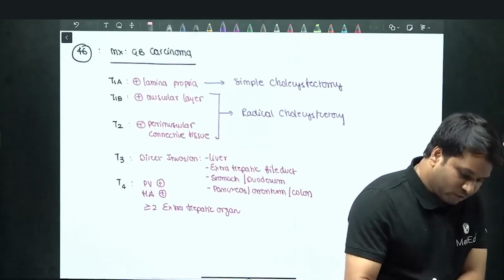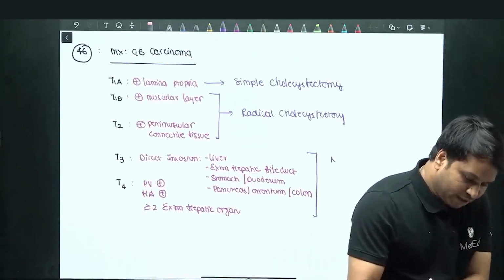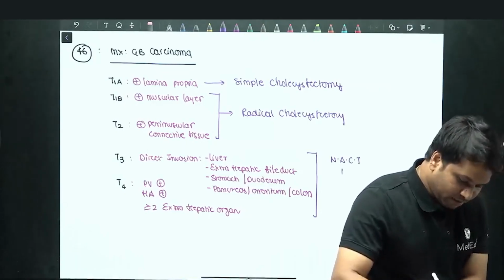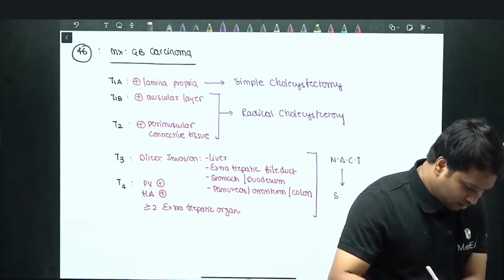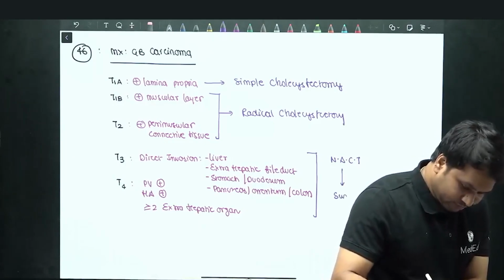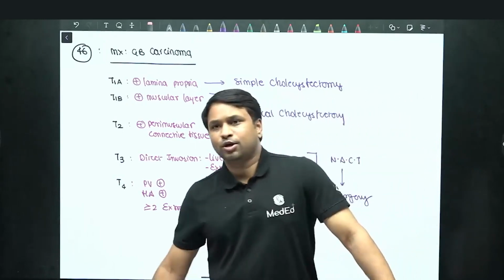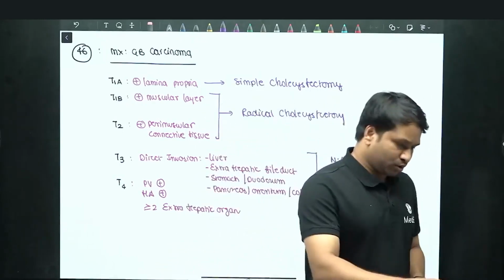For T3 and T4, we will try neoadjuvant chemotherapy, which is gemcitabine, followed by surgery. And that too only if the response is good. So this is the component that you have to look across.